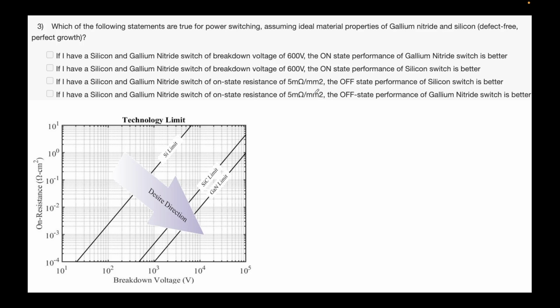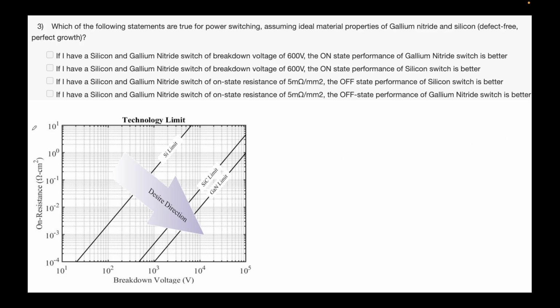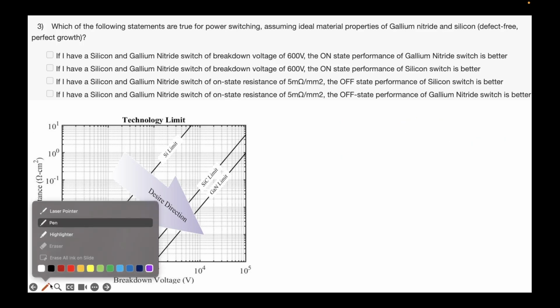So again, just the comparison. I'll draw that chart. First is the characteristics, then we have silicon, and then we have gallium nitride, just like so. We have R on here, and breakdown voltage here. Okay, so we will take a different route in this case. Fine, let's do option 1 first.